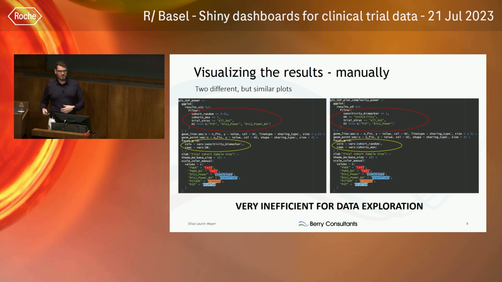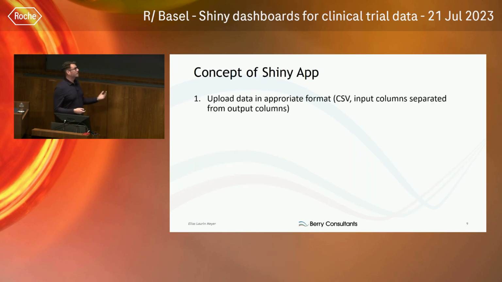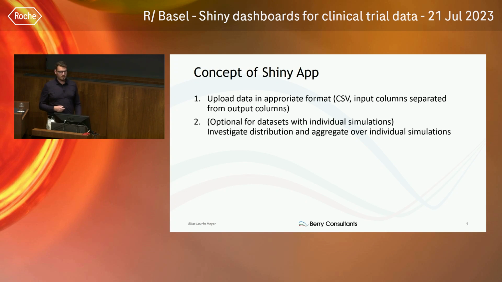So this was the setting where we decided we want an R Shiny app. And this R Shiny app should, as I mentioned before, allow us to upload data in an appropriate format. So this should be CSV files, and the only requirement that we have of this CSV data structure is that the input columns should be clearly separated from the output columns. Then if we have individual replications, we might also want to investigate the distribution across these individual replications, or we might want to have some sort of inbuilt feature in the app to aggregate across all these replications.